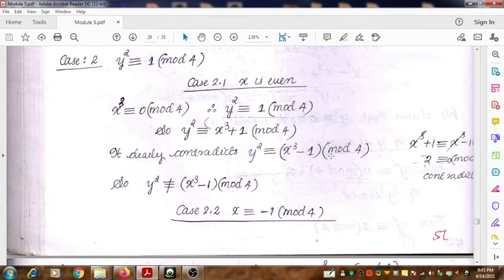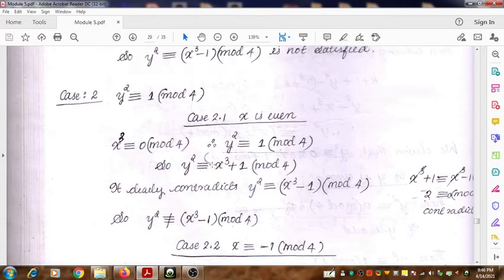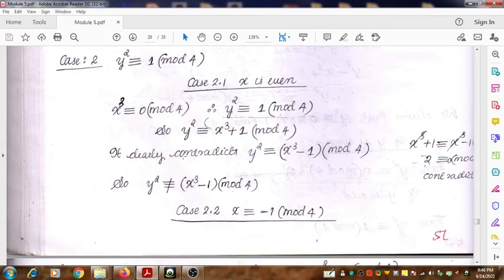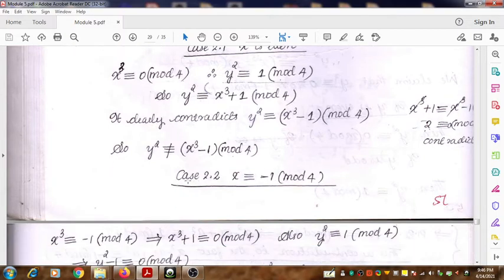Then taking the statement y square is congruent to x cube minus 1 mod 4, that is statement number 3, and combining the two, we get that x cube plus 1 is congruent to x cube minus 1 mod 4. That leads to the conclusion that 2 is congruent to 0 mod 4. That's wrong. That's the contradiction. Therefore in this case also the acceptance of y square is congruent to x cube minus 1 mod 4 is contradicted. Okay, the last case is case 2.2.